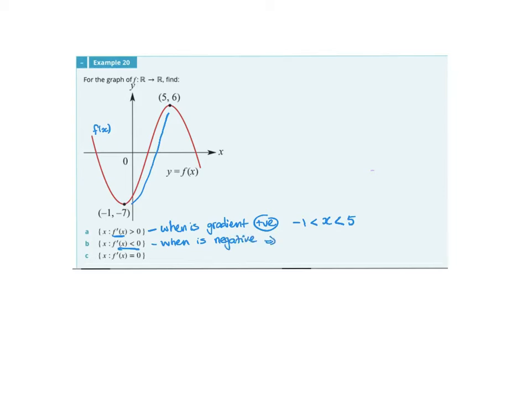So we can see it was negative. Negative was here, and here we had negative gradients. So we could say when x is less than -1 in union with x is greater than 5. Okay, now the last one, when does the gradient equal 0? We know that is at the turning points. So we can just say when x equals -1 or when x equals 5, because there's the turning points there.